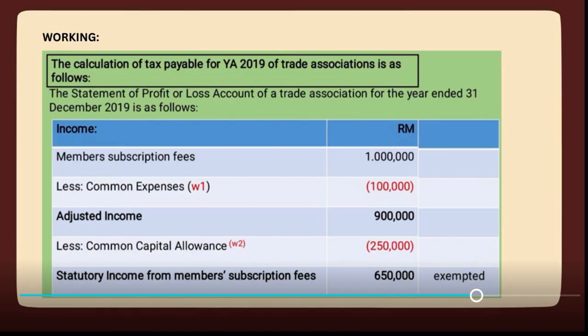The calculation of tax payable for the year of assessment 2019 of the trade association is as follows. Member subscription fees 1 million, you need to less common expenses 100,000, and you get adjusted income 900,000. And you need to less common capital allowance 250,000, and you get a statutory income from member subscription fees, but it is exempted from tax.